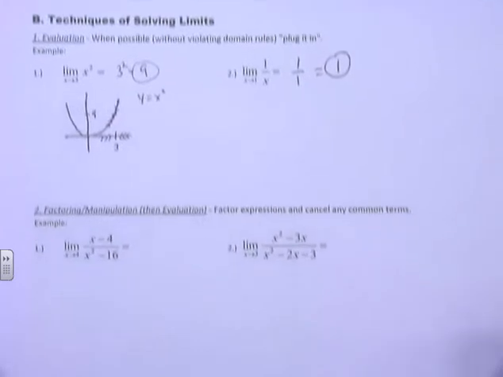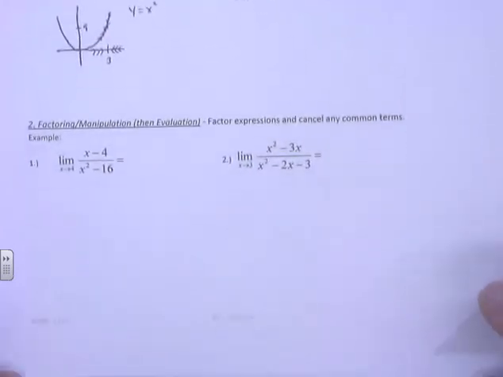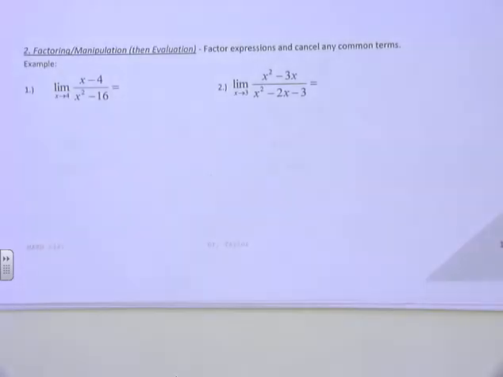Then, let's take a look at the next set of examples here. Okay? Take the limit as x approaches 4 of x minus 4 over x squared minus 16. What's the first rule of limits? Plug it in. Let's see if we're going to have a problem or not.